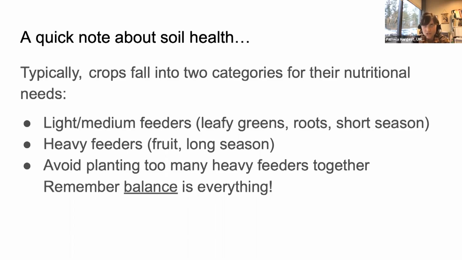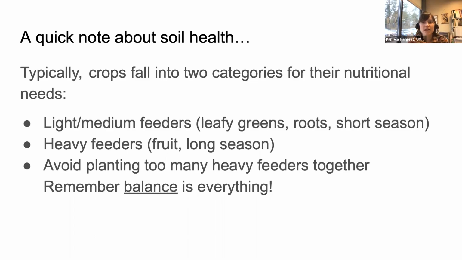I like to think about it in terms of what we consider light or medium feeders: crops that are leafy greens, roots, or perhaps short season. Thinking about radishes, they are quick to grow. Usually they only take 3 weeks, maybe 4 weeks, depending on the variety. Compare that with the heavy feeders, which are more like tomatoes and peppers, things that take a full season or produce a fruit. Those plants are going to have higher nutritional needs.